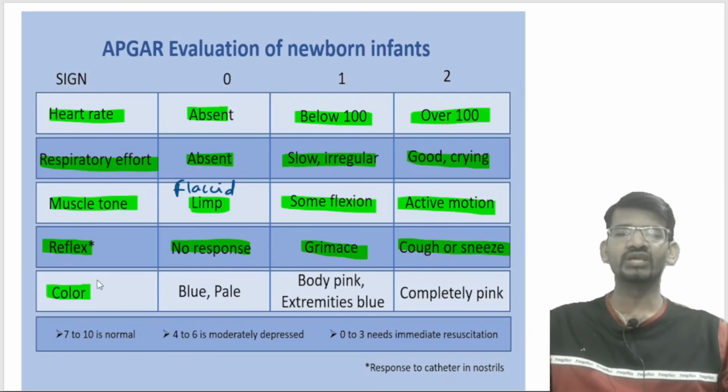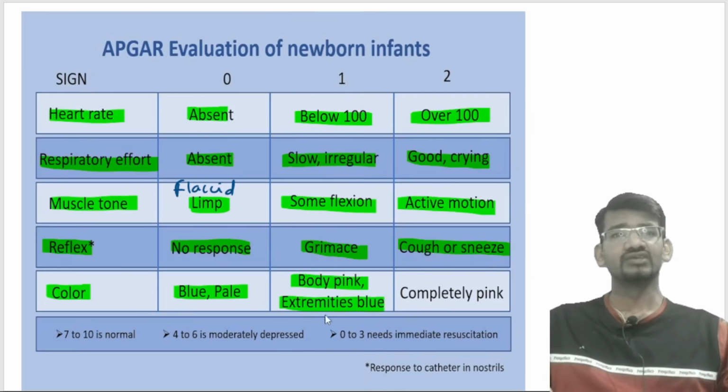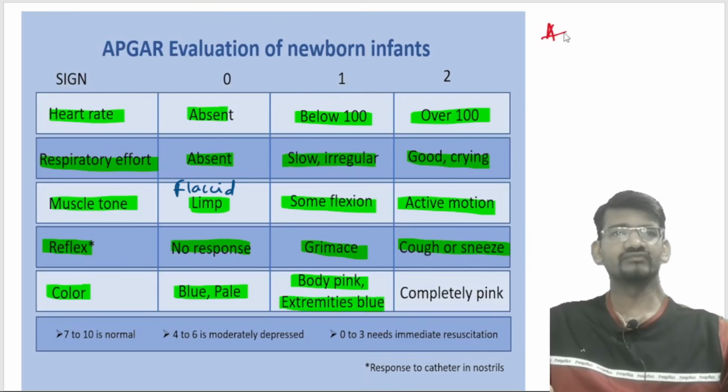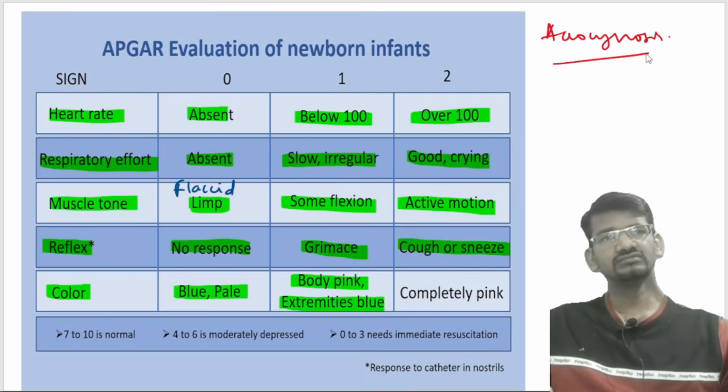Then color. We have to observe the baby's color. If the complete body is blue or pale in color, then a score of 0. Then if the body is pink and the extremities are blue, then a score of 1. When the body's extremities are blue, we call it acrocyanosis. Acrocyanosis usually indicates hypothermia.